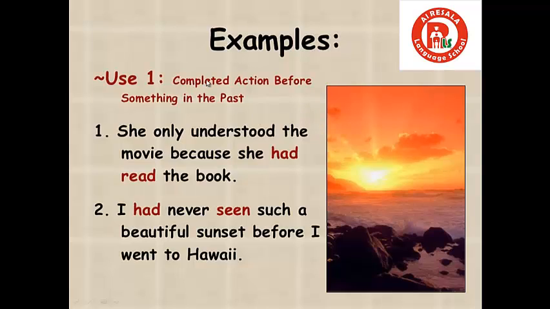Okay, what is the usage of the past perfect? The past perfect is a completed action before something in the past. Completed action. It means that there are two actions that happened in the past, and one of them happened before the other, and this action happened and finished and was completed in the past. But you will tell me, Mrs. Shaima, but the past perfect continuous, it's the same. Yes, it's the same, but the past perfect continuous took a longer action in the past.